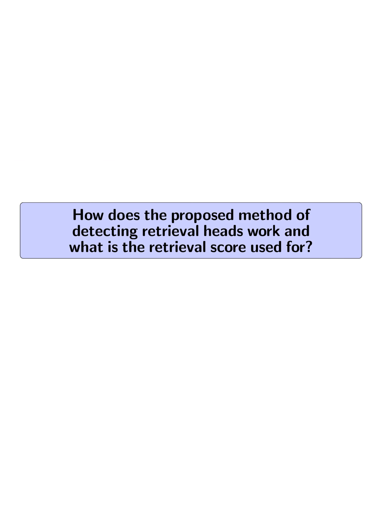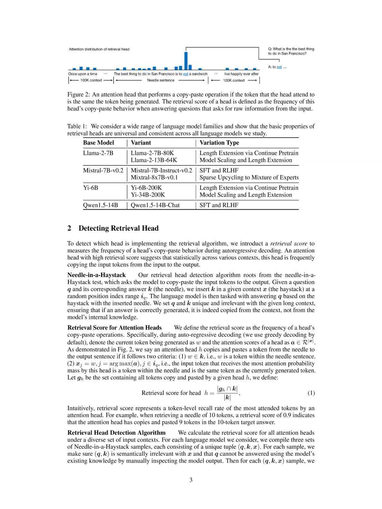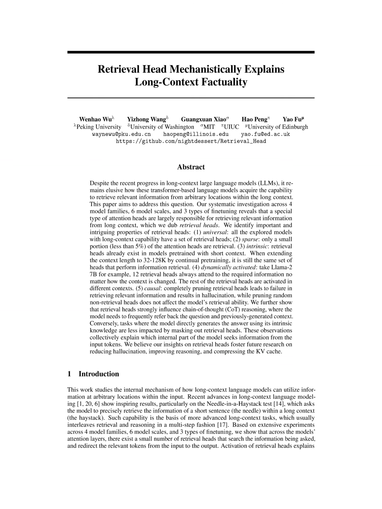How does the proposed method of detecting retrieval heads work, and what is the retrieval score used for? The proposed method of detecting retrieval heads works by introducing a retrieval score to measure the frequency of a head's copy-paste behavior during autoregressive decoding. The retrieval score is used to determine which attention head is implementing the retrieval algorithm.